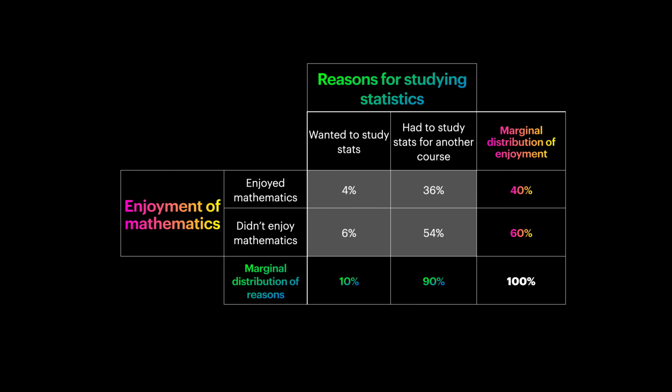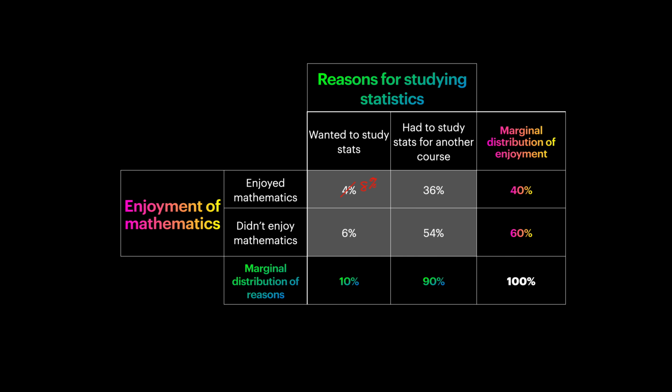Whether someone wanted to study statistics or whether they had to study statistics, it made no difference in terms of their enjoyment of mathematics. Of course, that's unrealistic. It's unrealistic in the real world very often to find things that are independent like that. Much more likely that whether or not someone enjoyed mathematics at school will have an effect on their desire to study statistics. So let's assume that those percentages are going to change.